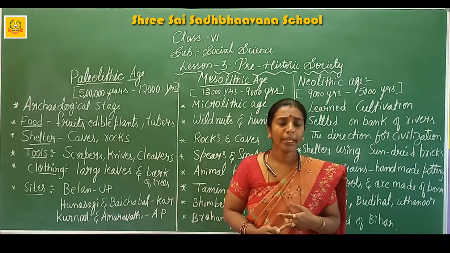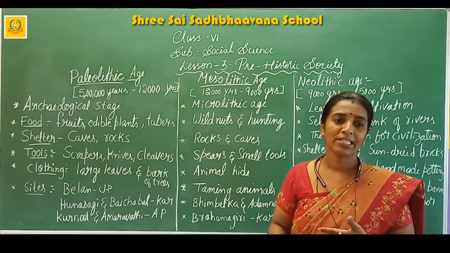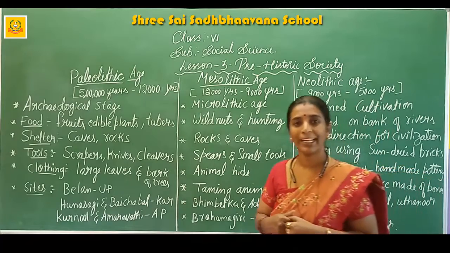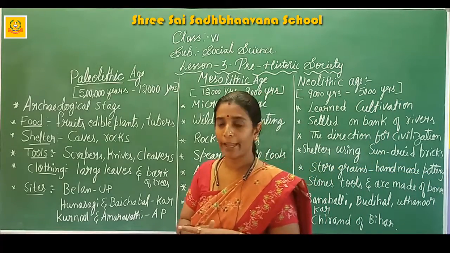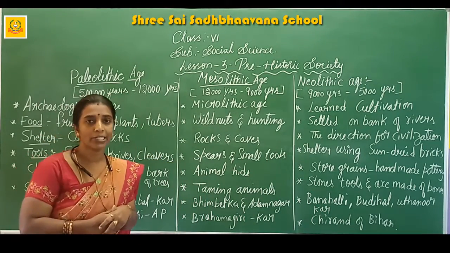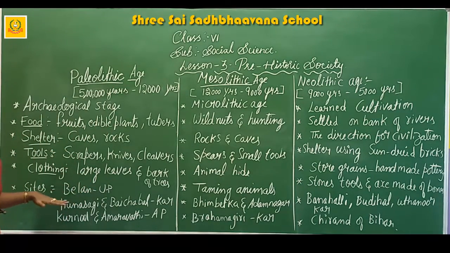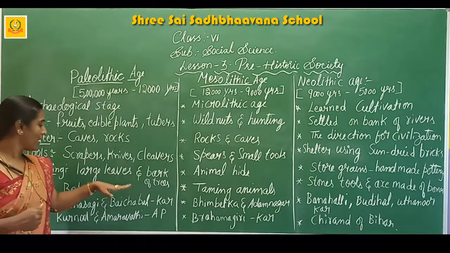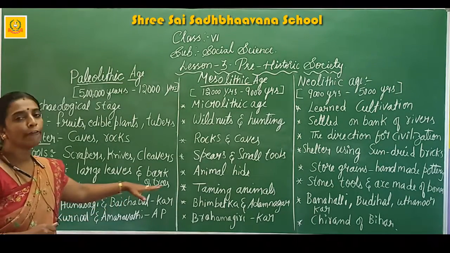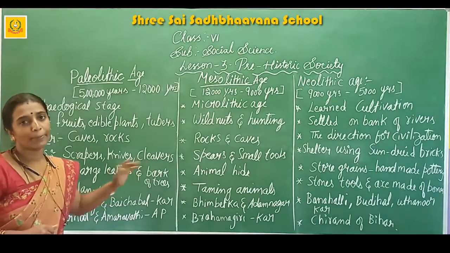Children, they were wanderers, so for food they were wandering from one place to another. They learned to control the fire also. They knew how to control the fire. When it comes to the sites, where we can find the archaeological sources of this Paleolithic Age, one is Belan of Uttar Pradesh. Next are Unasagi and Baichabal of Karnataka and Kurnool and Amaravati of Andhra Pradesh.